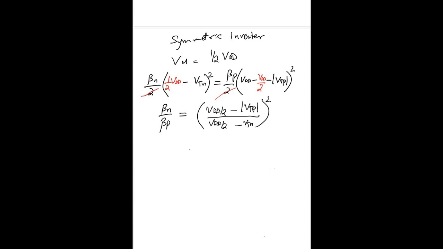So we can say that if VTP is equal to VTN in this expression, then we can design a symmetric inverter if we choose beta n equal to beta p. To understand this equal beta n and beta p phenomenon, we can solve an example.